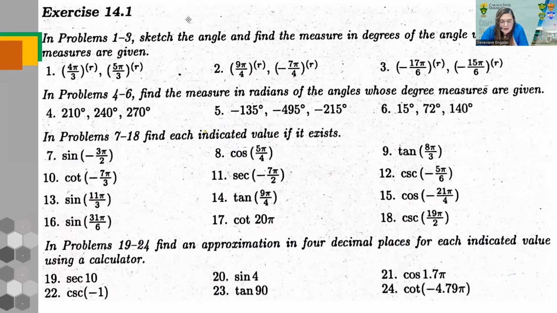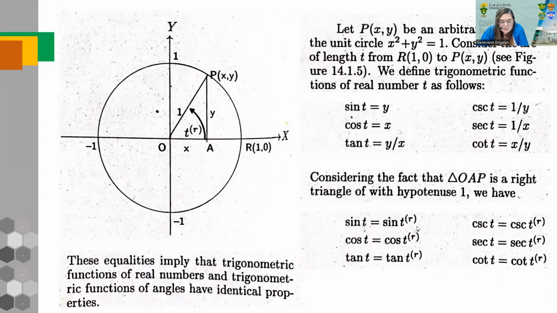By the way, R is just the radius. It is just equal to 1 because the radius is 1, so a number raised to the power of 1 is just itself. So they are identical in their properties.